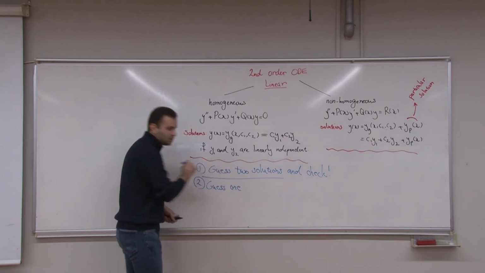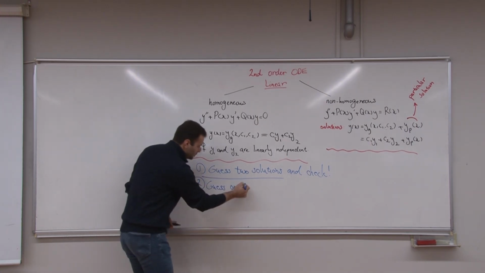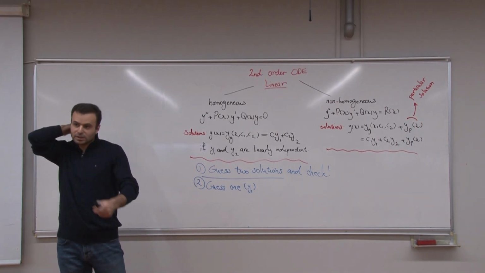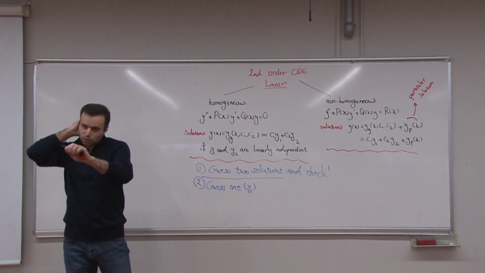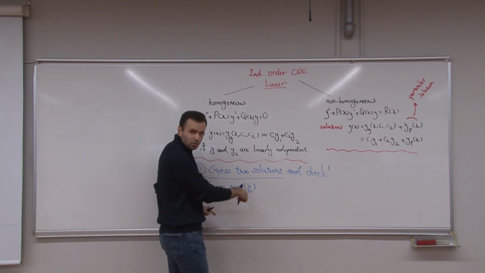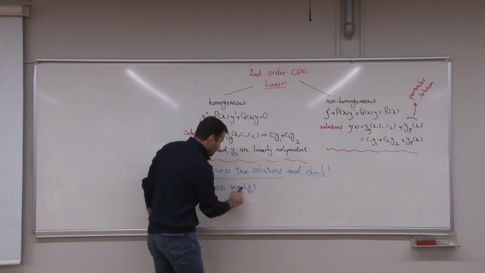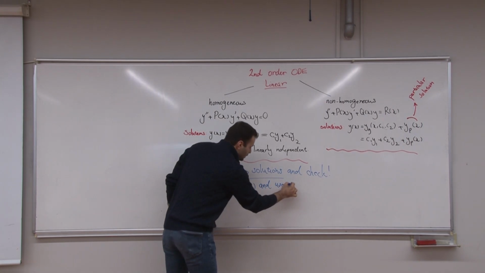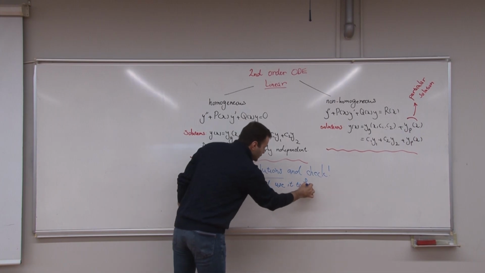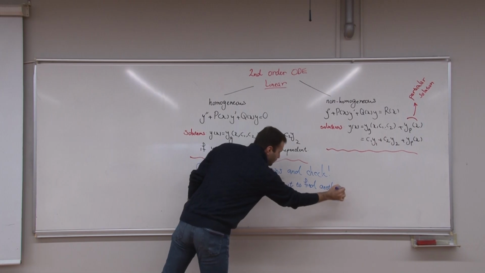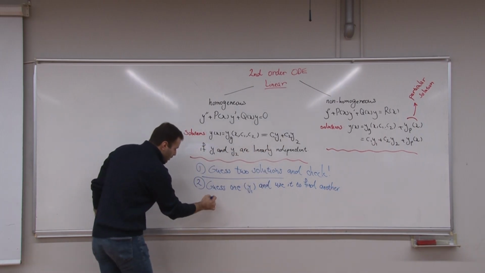Guess one. Then what would happen if you call it y1? Yes. You're right, we are going to use this one in order to find another solution. Guess one and use it to find another. How do we do this?